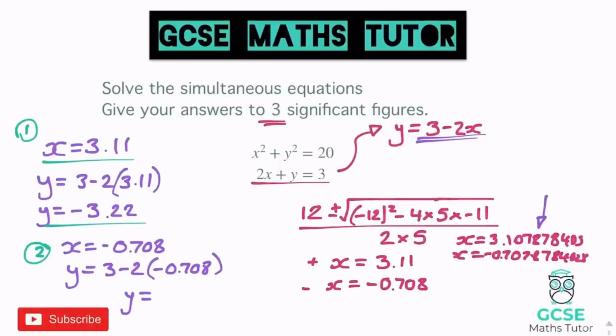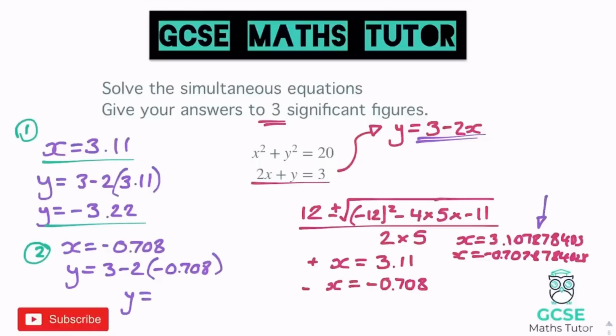3 take away 2 times negative 0.7078784028 at the end, I think. Doesn't actually matter as we get this far into the decimals. That's not going to have much effect on my answer.